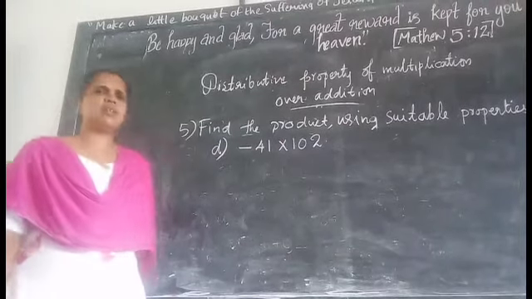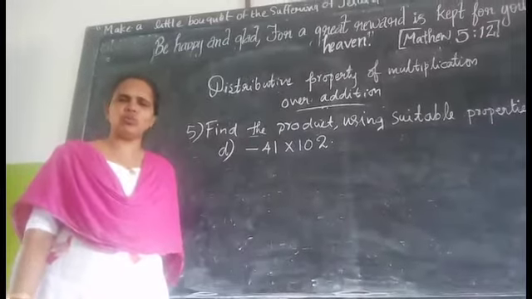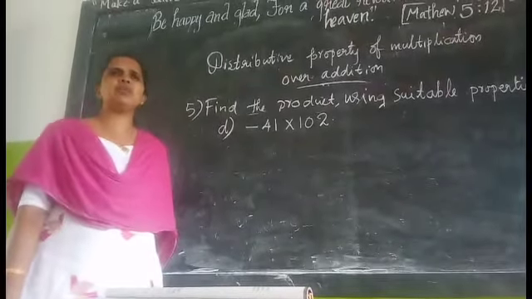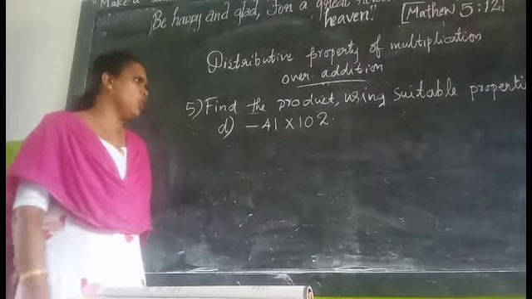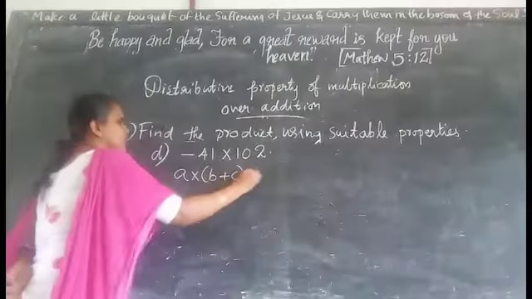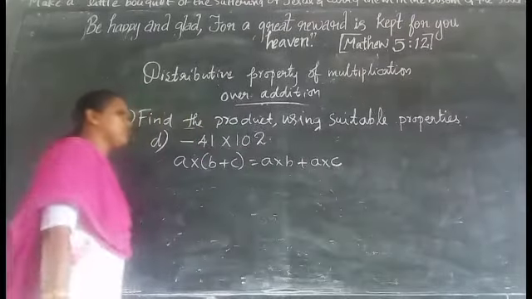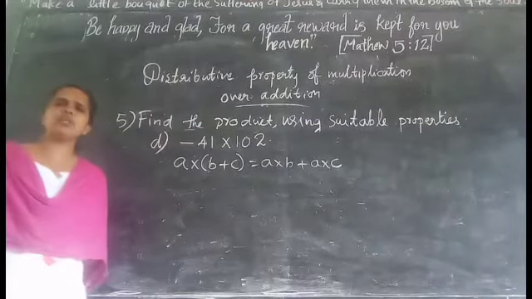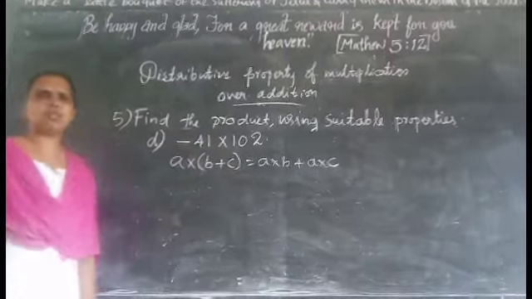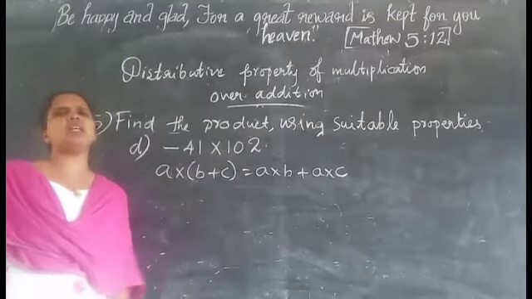Okay, next question D. Negative 41 into 102. Here we can use the distributive law: A into B plus C is equal to A into B plus A into C. When we use the distributive law, we want to get 3 numbers. But in the question, there are only 2 numbers. So in this type of problem, you split the second number, 102.